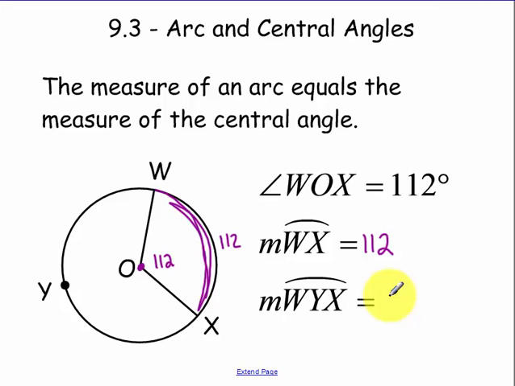Now, in order to get arc WYX, what we're going to be calling a major arc, and I'll talk about that in a minute, you have to subtract from 360 because the circle is 360. So 360 minus 112, which is 248.